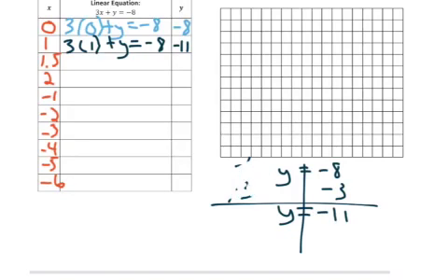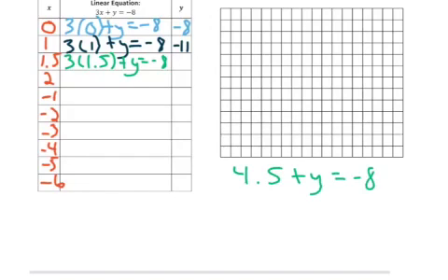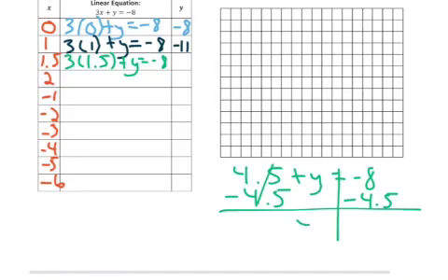Let's try one more together. So for the next one, if I do 3 times 1.5 plus y equals -8, 3 times 1.5 is 4.5 plus y equals -8. I would subtract 4.5 from both sides, and in this case y would be equal to -12.5.